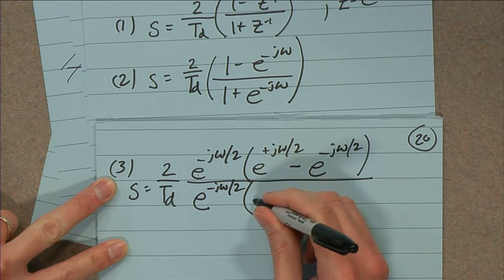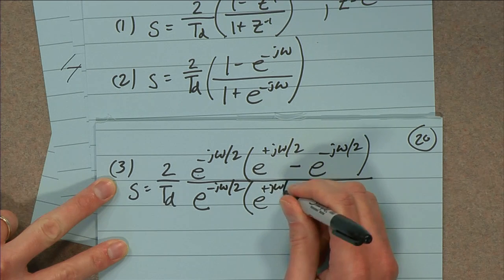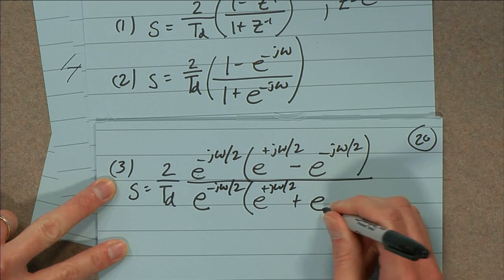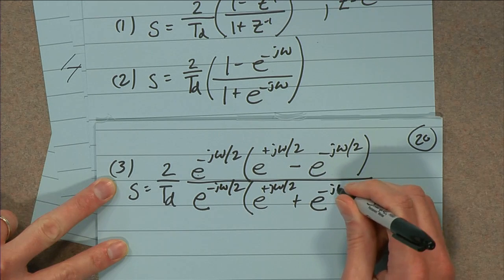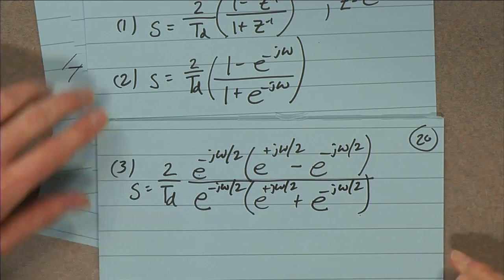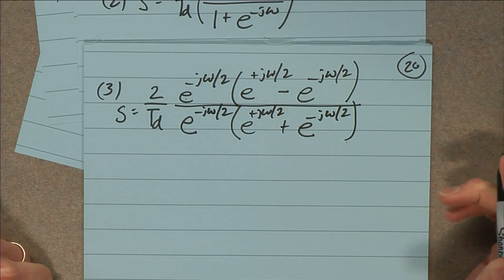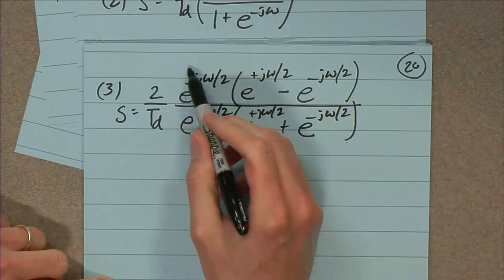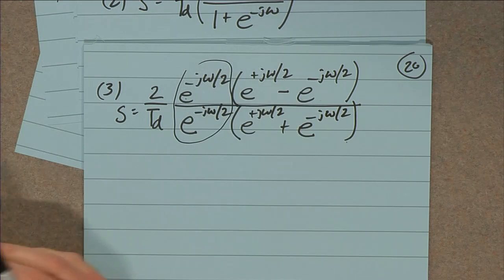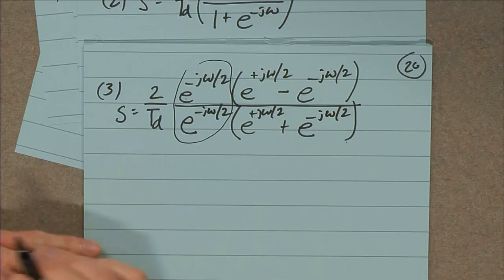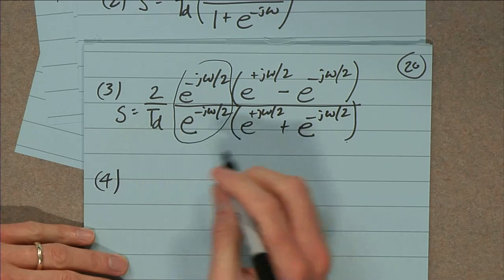And this part is what? e to the plus j omega over 2 plus e to the minus j omega over 2. So a lot of omega over 2's running around. Well, the good news is we don't need to worry about that. Those are the same, so they go away. And this is just a fancy way of writing what?